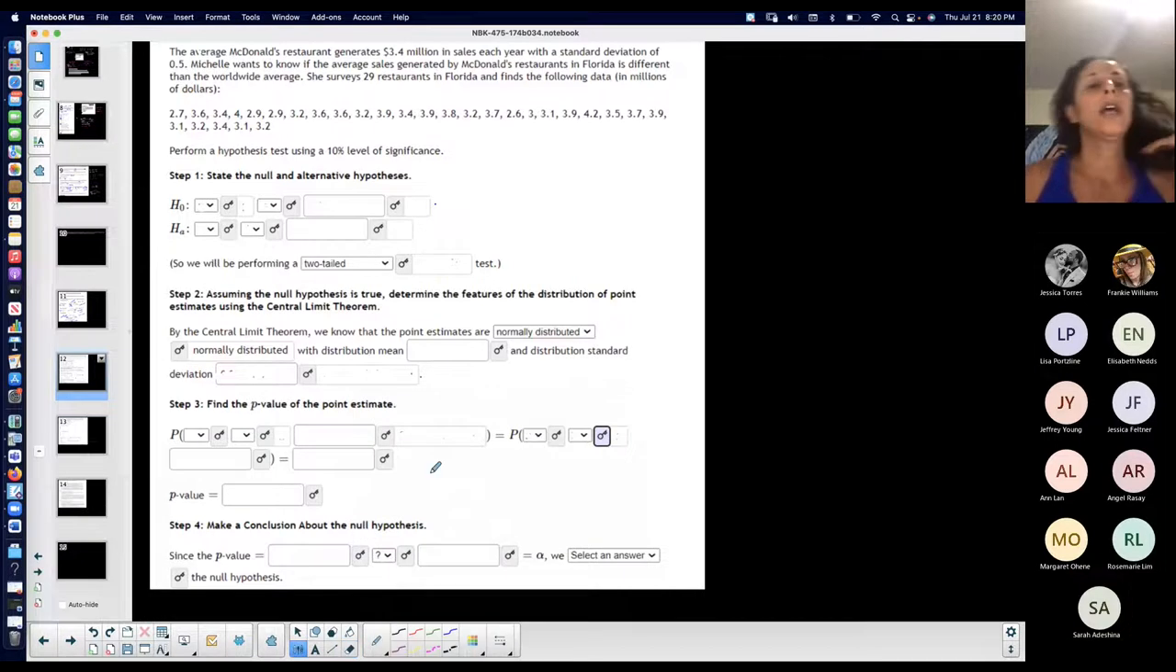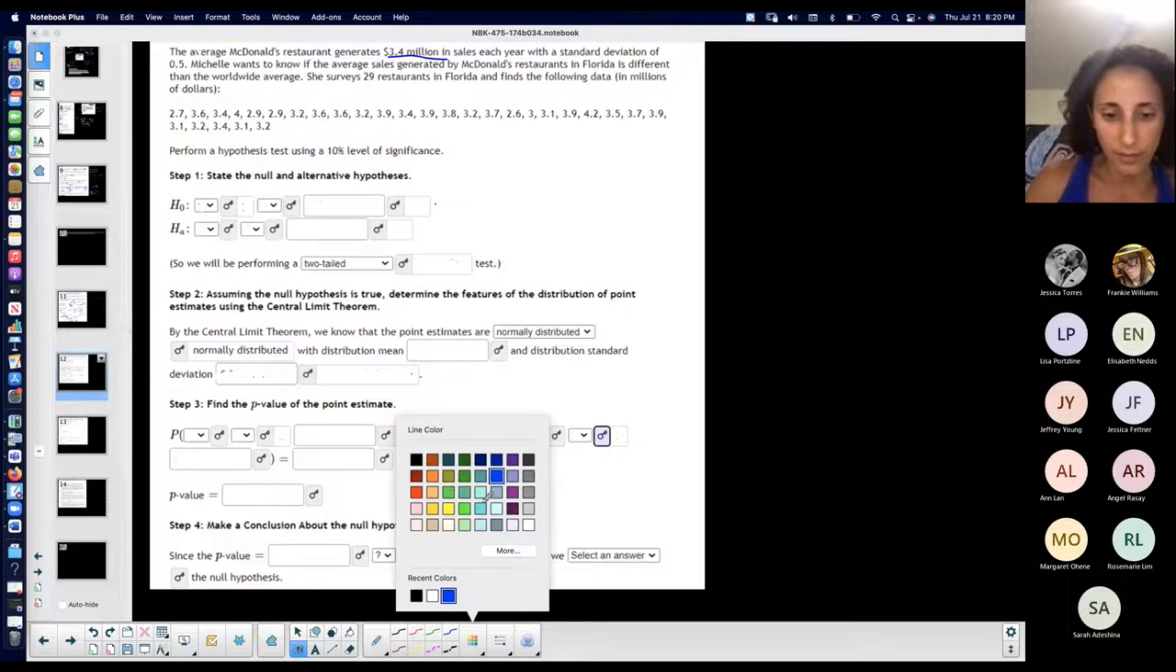So hopefully this helps. The average McDonald's restaurant generates this many millions. These are probably all in millions, so I don't have to write a bunch of zeros. The average McDonald's restaurant generates... So this sounds like, for the population, the average is whatever.